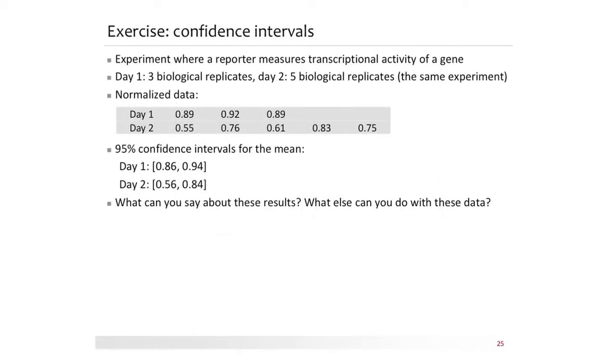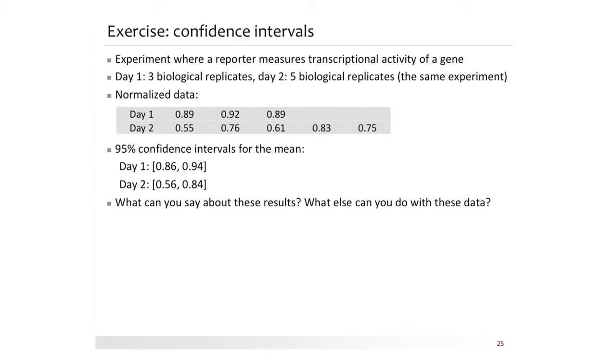Okay, one more example exercise. Nothing to do with calculations, but just to think about it for a moment. So imagine an experiment where a reporter measures transcriptional activity of a gene. So you get some numbers from this. And let's say it's a complicated experiment, so it takes quite a while to prepare your samples. So on day one, you or your student prepared 3 biological replicates because it was in the afternoon. And on the next day, the student managed to prepare 5 biological replicates. And this is the same experiment, but done on day 1 and then on day 2. You must be familiar with this.